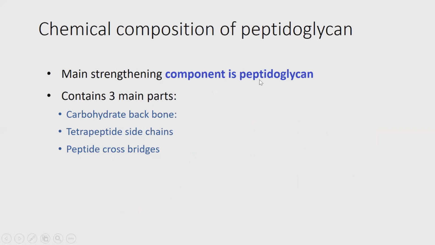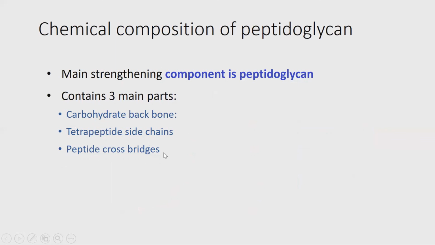So peptide is basically protein, glycan is basically carbohydrate. So the three parts are: a glycan part, which is the carbohydrate backbone, the peptide part, which is the rest of the two, a tetrapeptide side chain, and a peptide cross bridge.